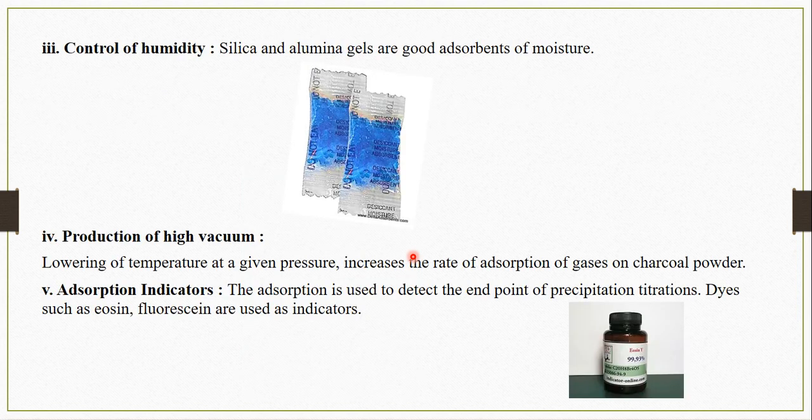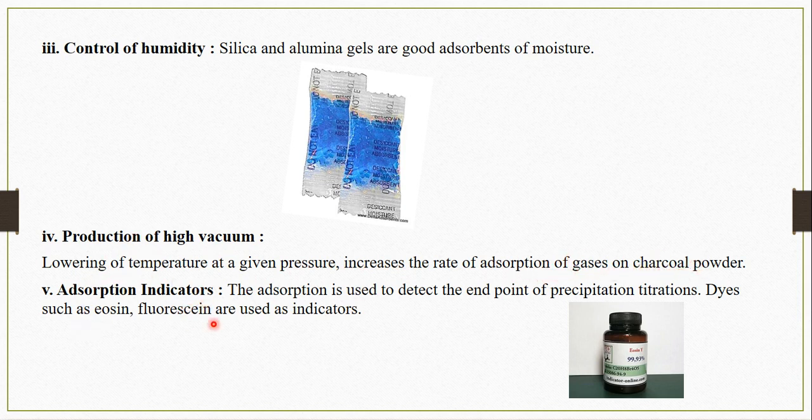Then the next application of adsorption is to control humidity. You might have observed that silica and aluminum gels are good adsorbents of moisture. These are used in medicines or tablet containers. They act as a good adsorbent of moisture. Adsorption is also used for the production of high vacuum, lowering of temperature at given pressure, increasing the rate of adsorption of gases on charcoal powder.